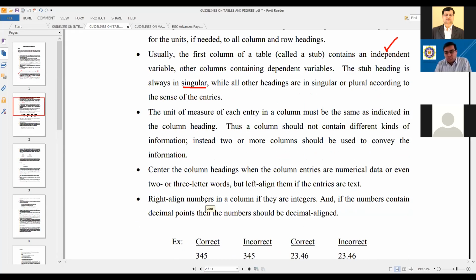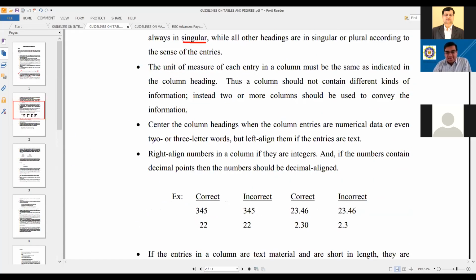Instead, two or more columns should be used to convey the information, right? Center the column headings when the column entries are numerical data. Column entries should be centered if the data is numerical data or even two or three letter words, but left aligned if the entries are text.